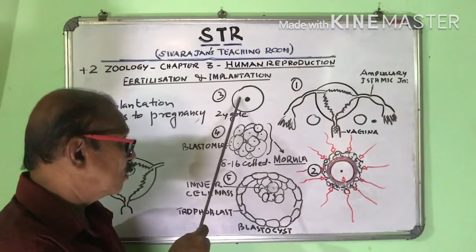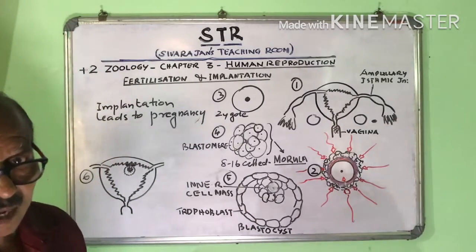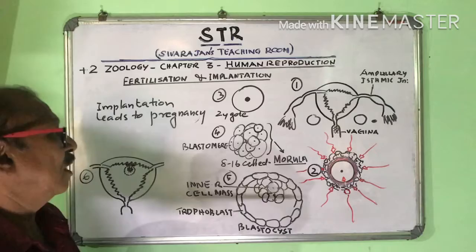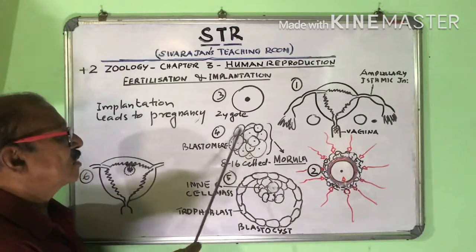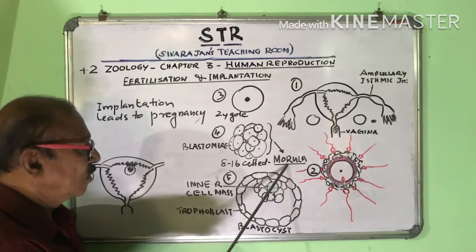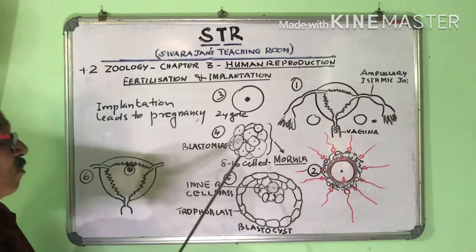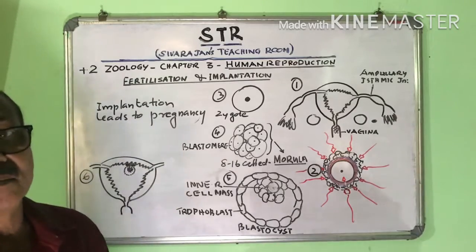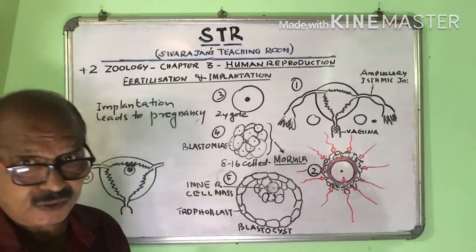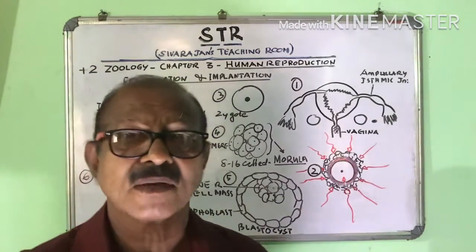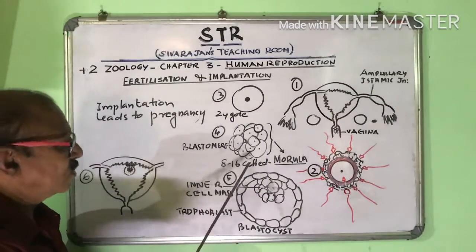So the zygote, which is a single cell, undergoes cleavage and becomes an 8 to 16 celled stage. That condition is called morula. So zygote becomes morula. In the morula, the mitotic division continues: 16 becomes 32, 32 becomes 64, 64 becomes 128. Like that it continues and it becomes a mass of cells.